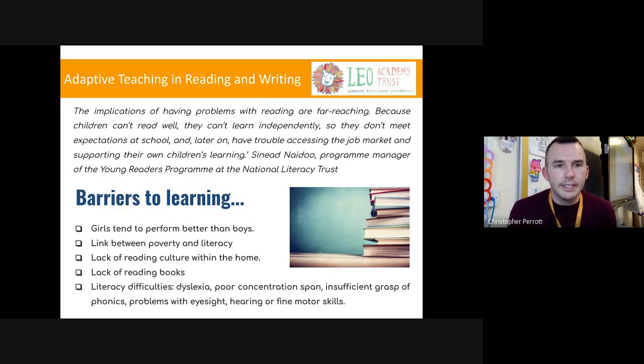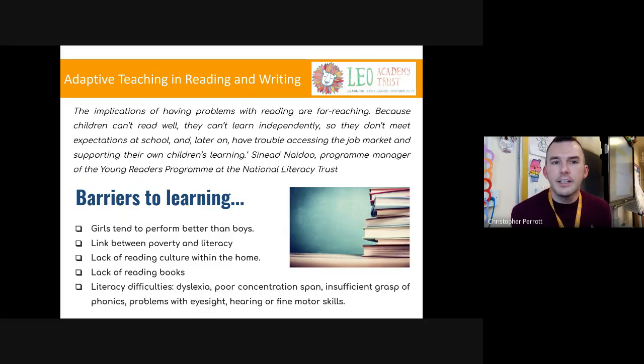So, in terms of reading, we need to think that the implications can be far-reaching. Now, this has come from the National Literacy Trust, but because children can't read well, they can't learn independently. So they don't always meet the expectations at school and later on can have trouble accessing the job market and supporting their own children's learning. So realistically, if we do not put the foundations of reading in now, children will struggle later on as well.